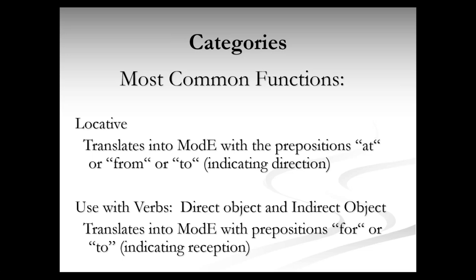And then the second largest category, or one of the second largest, I actually split into two categories because they are quite different. They're dative for different reasons. So the use with verbs encompasses functions where the dative is the direct object of the verb and where it's the indirect object. Both of these translate fairly similarly into modern English with prepositions for or to. And this kind of to is not a direction, but an idea of reception. So you are giving something to someone.